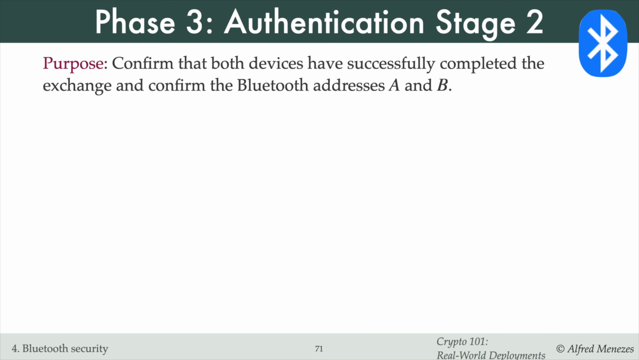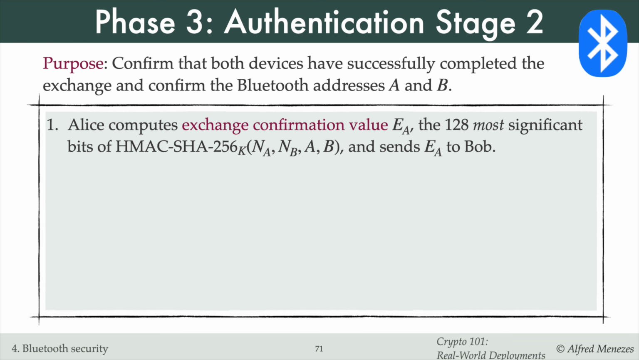In phase 3, the two devices confirm that the other device has successfully completed the exchange and holds the same secret key. They also confirm each other's Bluetooth addresses. Alice begins by computing the exchange confirmation value EA. This is the left half of the HMAC tag computed over the nonces and the Bluetooth addresses, using K as a secret key. Alice sends EA to Bob.